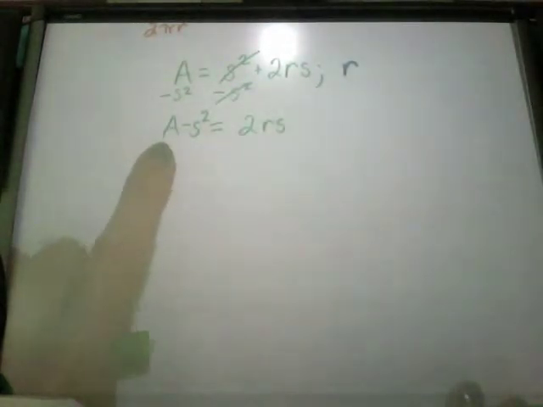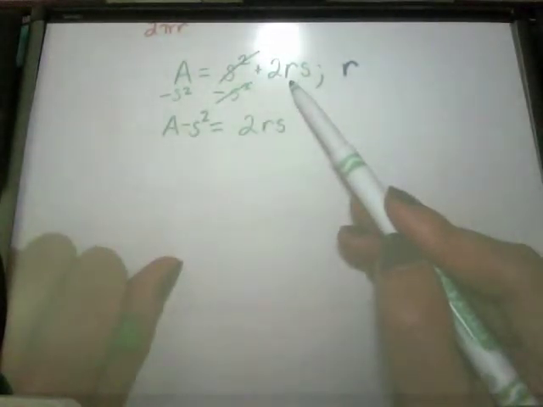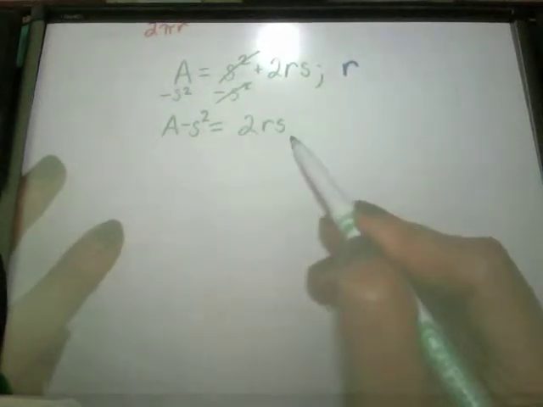So again, if there's more than one operation, leave the variable that you're trying to get alone to start, and undo the other stuff first. Now we can come back. Now it's like the last one.